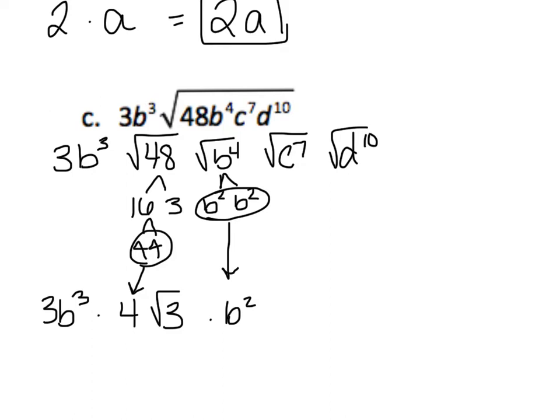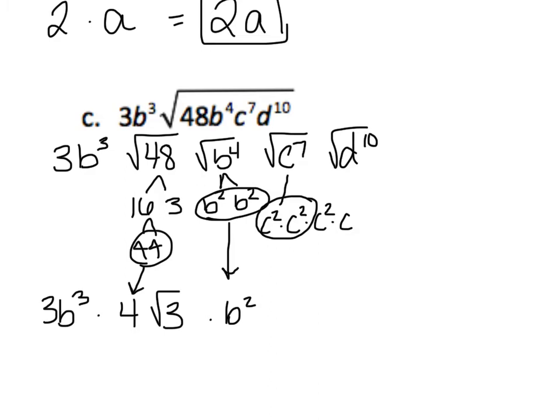For c to the 7th, I can break this down into c squared times c squared times c squared with one c left over. Remember, again, if you're multiplying variables with exponents, you add them. So that's how we kind of want to think about going and breaking down a variable with an exponent.